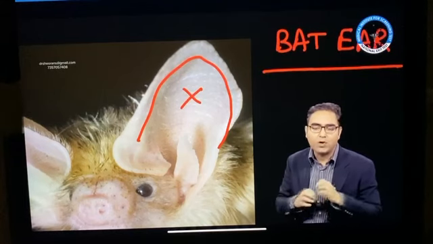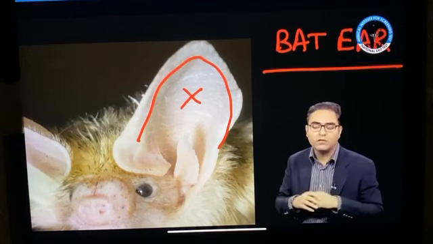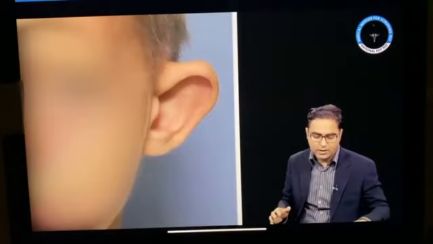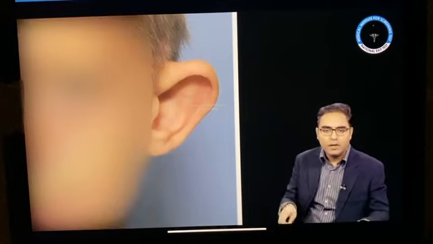So what is bat ear? It's a cosmetic problem. It is since birth. It is due to an error of development actually. If anti-helix is absent, it is called bat ear. Let me show you bat ear. Please see the screen. In this picture, you can see very clearly.